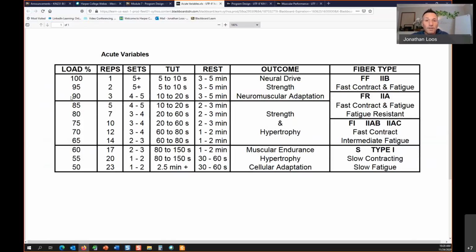But the numbers are going to vary for everyone. Like in terms of load, in terms of how much weight you use, it's going to vary for every person. Everyone's going to be different. What's not going to vary is prescribing exercise based on reps.